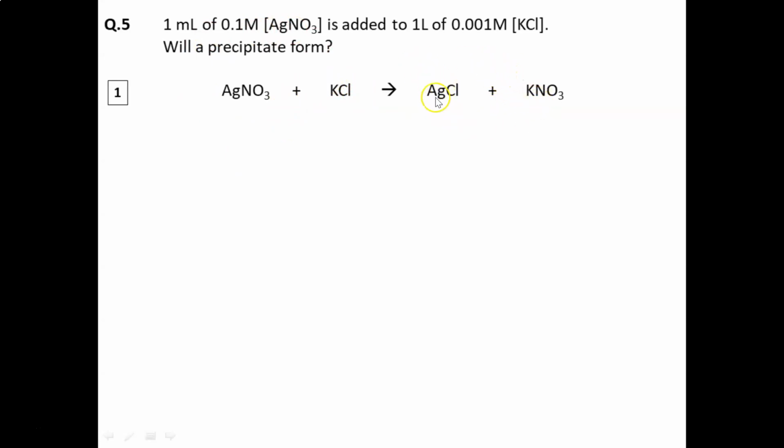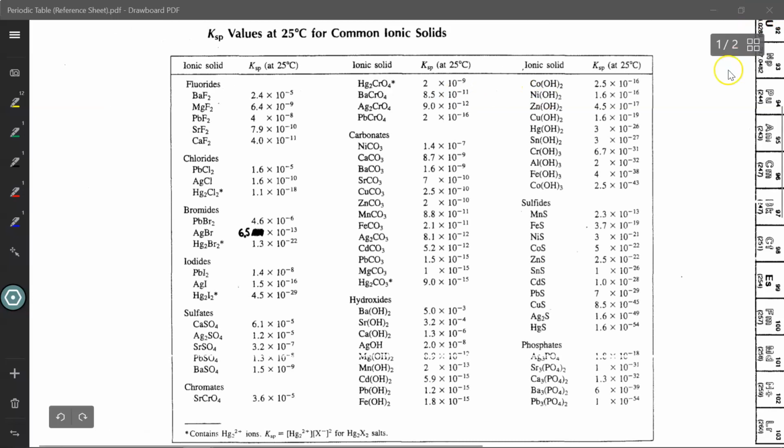Next up, we need to identify which of these is most likely to be my precipitate, the silver chloride or the potassium nitrate. So I'm going to consult my KSP table, and there I see that silver chloride is present, so that means it's insoluble, most likely to form a precipitate, whereas potassium nitrate is nowhere on this table. In fact, there are no nitrates on this table because generally nitrates are extremely soluble. So that means silver chloride is going to be my precipitate. That's the one I need to focus on.